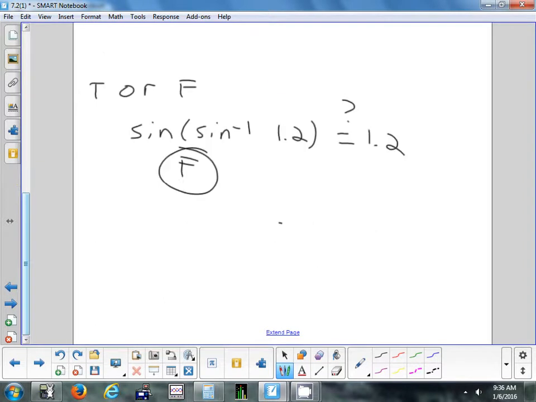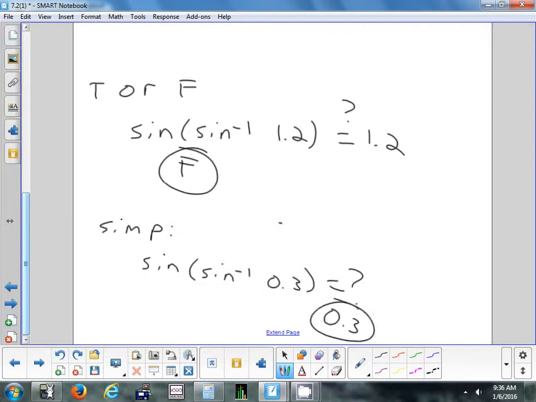Okay. Or I could say simplify. Just going to keep it simple. The sine of the inverse sine of 0.3. What would that equal? 0.3. On a simplify problem, don't write true. Okay? True doesn't tell me anything. If it's simplify, you need to write a number. Okay? So that's the kind of questions you would see for that.